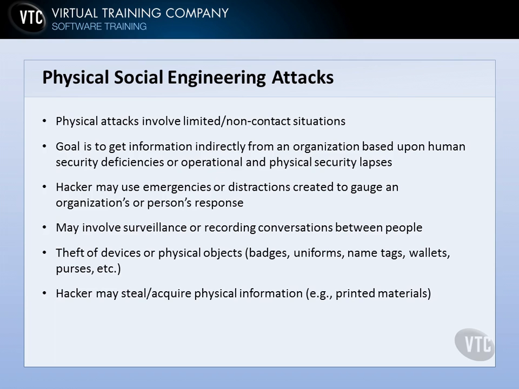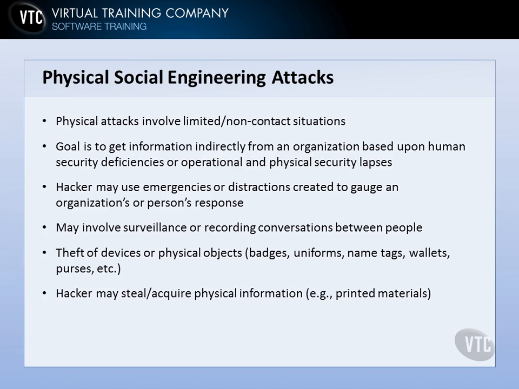Now, one thing a hacker may do is create situations that cause people to have to do things so they can take advantage of a situation, and often causing mayhem or confusion is one of the things that a hacker may rely on. So they may create emergencies, false emergencies, or other distractions to gauge an organization's or a person's response, or get them to do things like evacuate a building, for example, so they can slip in and commit some kind of crime, theft, or access a system. It may involve surveillance or recording conversations between people.